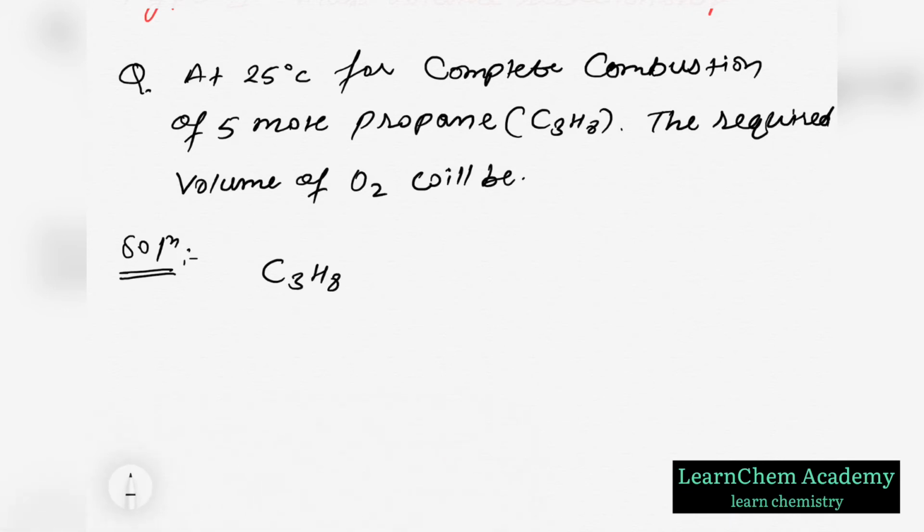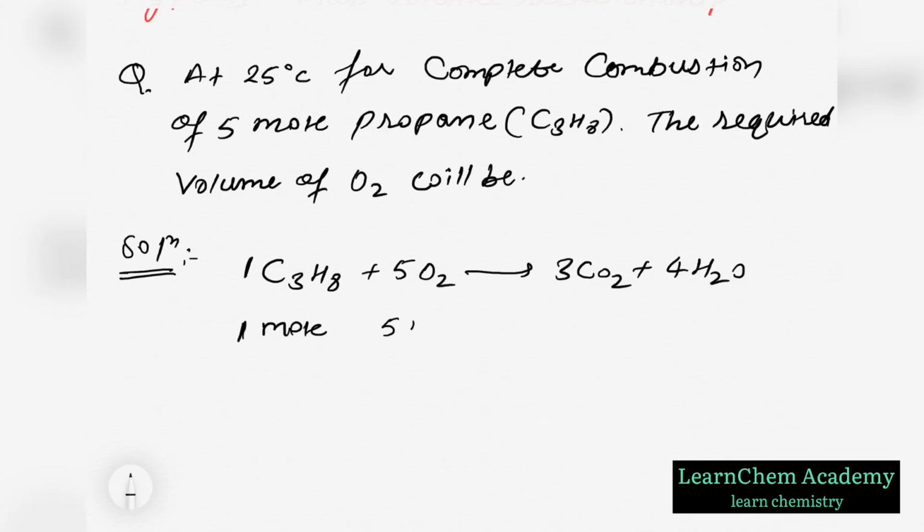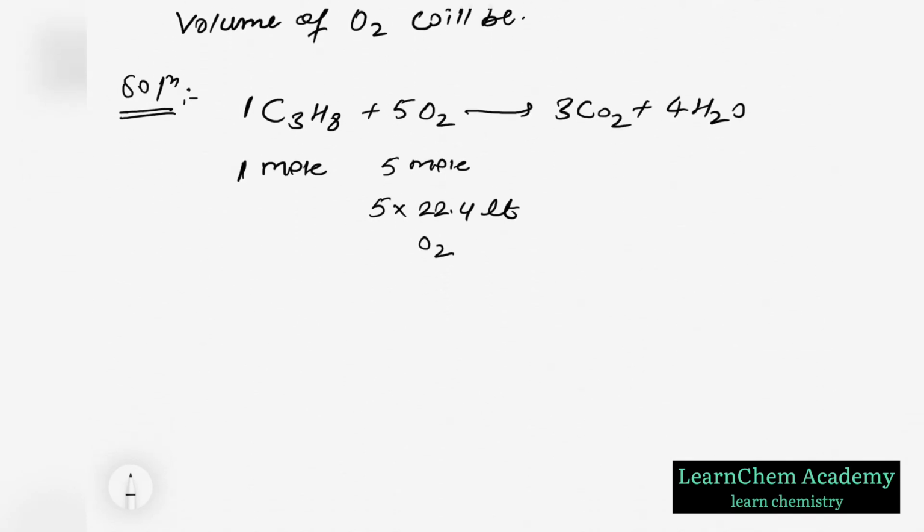So the solution of this question is C3H8 reacts with oxygen and it forms 3CO2 and 4H2O. So this is the balanced equation. 1 mole of propane reacts with 5 moles of oxygen and forms 3 moles of CO2 and 4 moles of H2O. So in this question we have to calculate the required volume of O2. So here 1 mole of propane requires 5 moles of O2. So we can write 5 into 22.4 liter oxygen is required by 1 mole of propane.